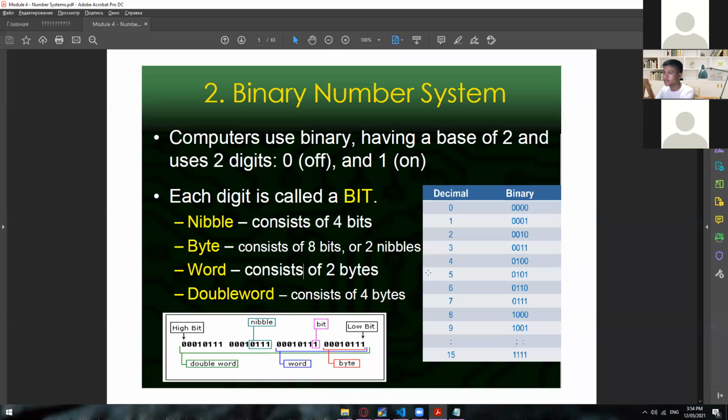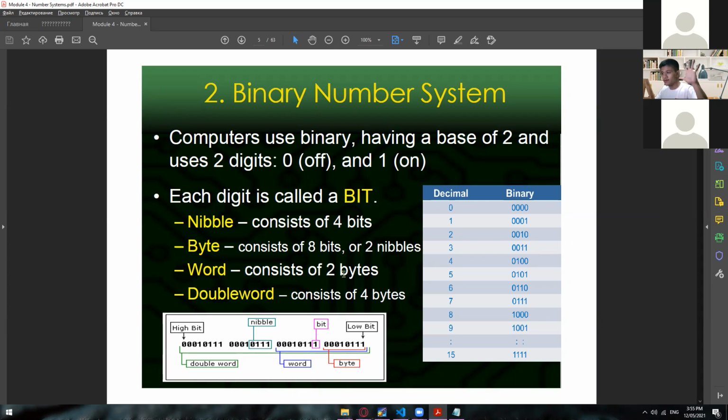Okay. Next one right here is a representation or the equivalence of decimal into binary, or vice versa, binary to decimal. As you can see right here, we have 0 is equal to 0, 0, 0, 0 in binary. And we have 1, which is equal to 0, 0, 0, 1. And then 2 is 0, 0, 1, 0. And so on and so forth until you reach 15, which is equal to 1, 1, 1, 1.